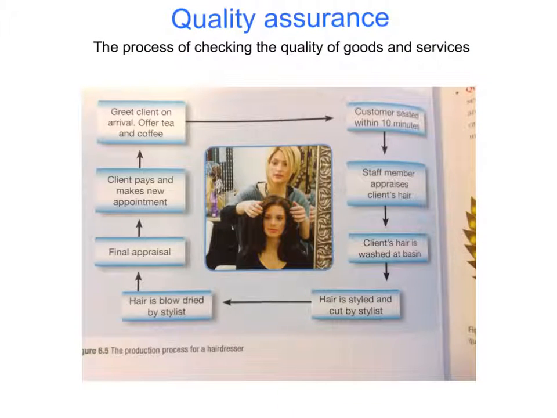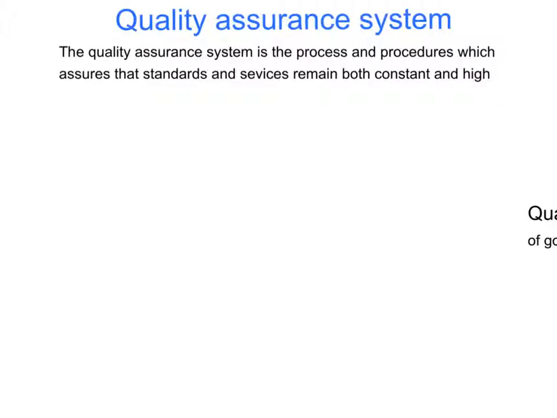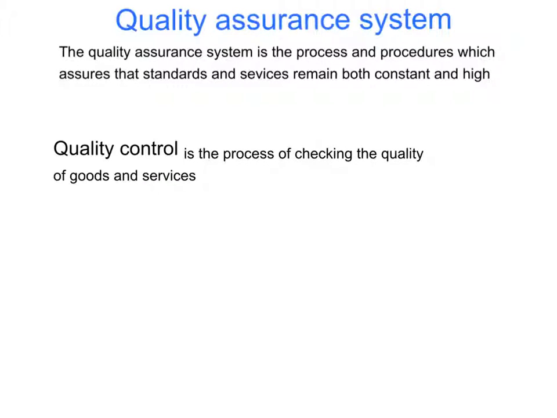Quality assurance. The process of checking the quality of goods and services. This diagram shows the process for a hairdresser. Quality assurance system. The quality assurance system is a process and procedures which assures that standards and services remain both constant and high, which includes quality control, which is the process of checking the quality of goods and services.